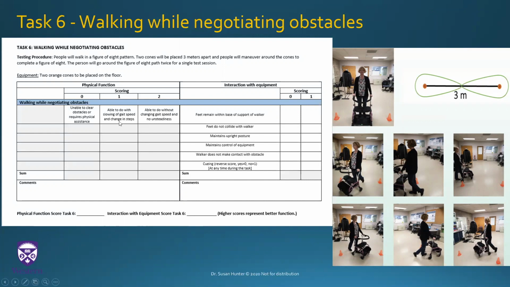So can they do it without changing gait speed or unsteadiness as they go through that maneuvering? Are they able to do it with slowing? And this is particularly important: do they collide with the obstacles? This is a specific obstacle thing, again because of issues related to vision problems. The interaction with equipment is all the same. Their feet remain within the base of support, their feet do not collide with the walker, they maintain upright posture and control of the equipment, and the walker does not make contact with the obstacles.